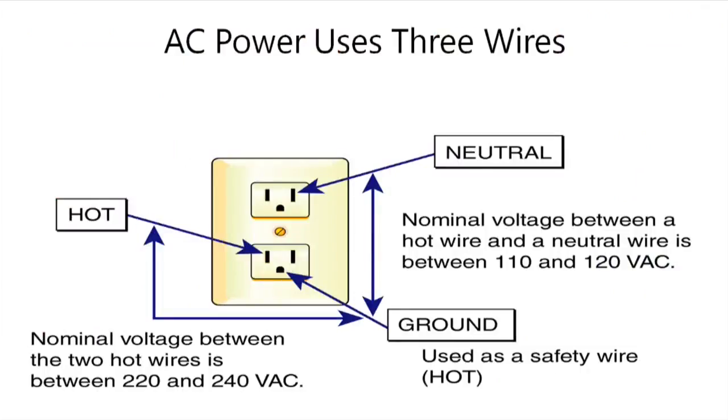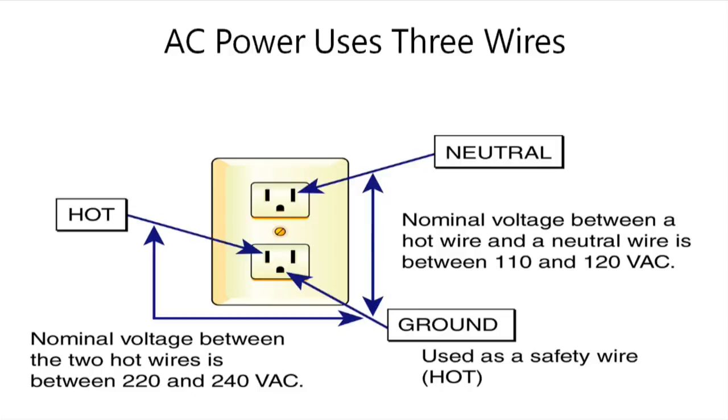So AC power uses 3 wires. We talked about that. Neutral, hot. So you see how the 2 vertical lines are, one small, the small one is hot, and the big one is neutral, and the little one down at the bottom is ground. So the nominal voltage between 2 hot wires is between 220 and 240 volts. The nominal voltage between a hot wire and a neutral wire is 110 and 120.